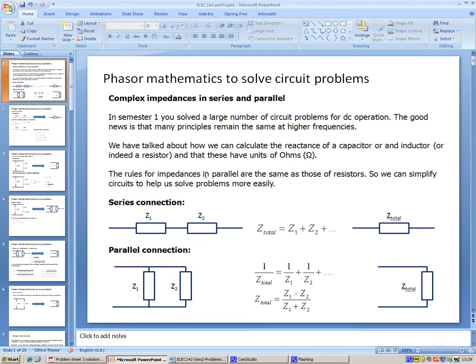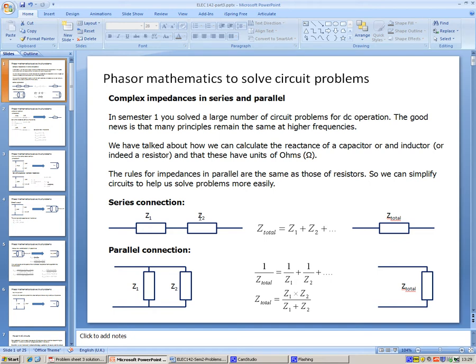So you remember this part from the lecture slides where we've already looked at how we solve simple circuit problems where we have just 1 or 2 circuit components. What we're looking at now is what happens when we have complex impedances in series and also in parallel.